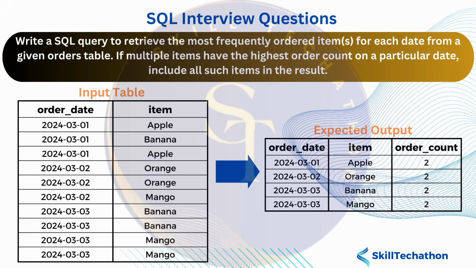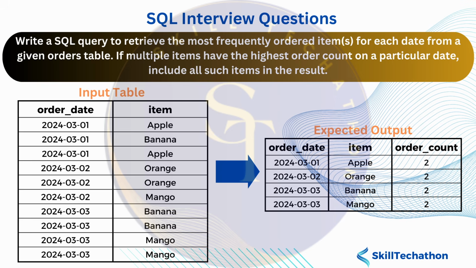Now in the expected output, on the order date 1st March, the item is apple and the order count is 2. If we look into 1st March, we have 3 orders. 2 are of apple, 1 is of banana. So we want the item which has the highest order count. That's why apple and the order count is 2. On 2nd March, we have item orange and the order count is 2. Here also, if we look into it, on 2nd March we have 2 orange orders and 1 mango order.